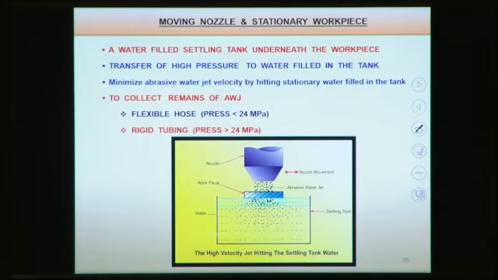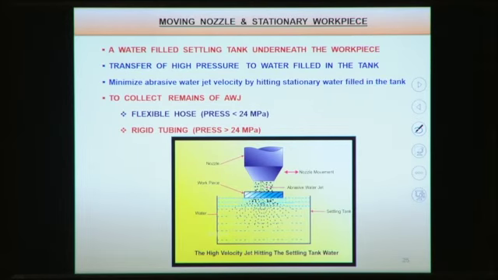Now the second one is the moving nozzle and stationary workpiece. Here the workpiece is stationary, but the nozzle is moving. In the earlier case we kept a water tube, but in this case we are using a water tank. Just above the water tank, we have kept the workpiece using a fixture, so a water filled settling tank is kept underneath the workpiece.